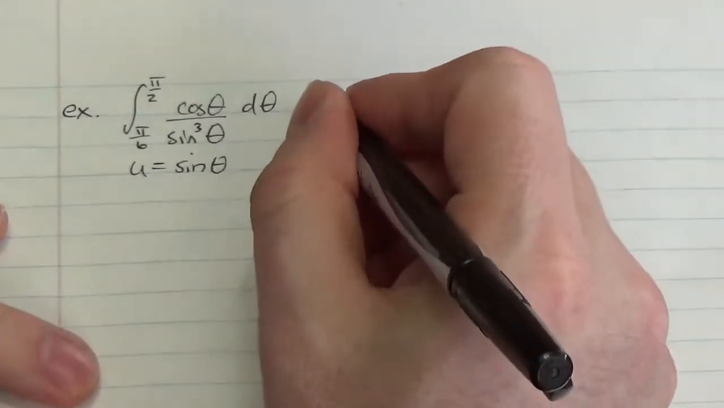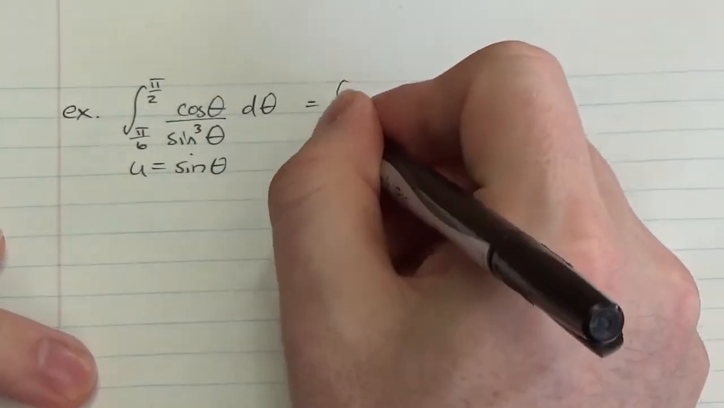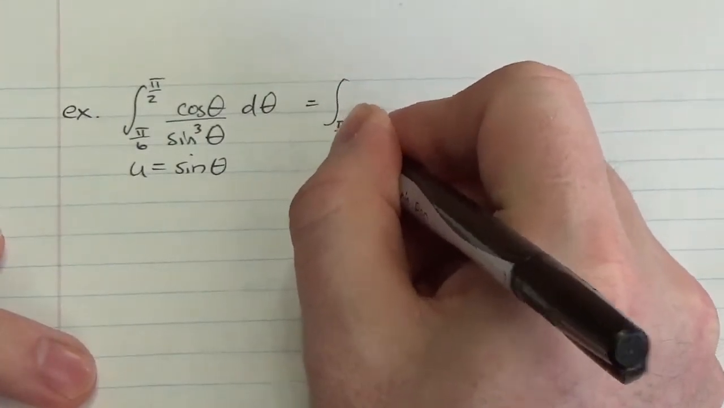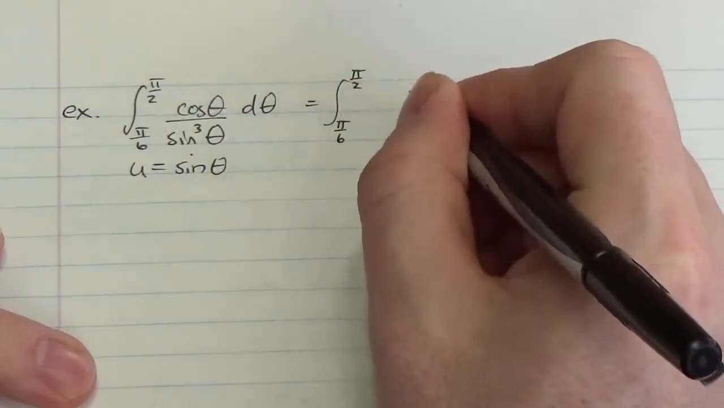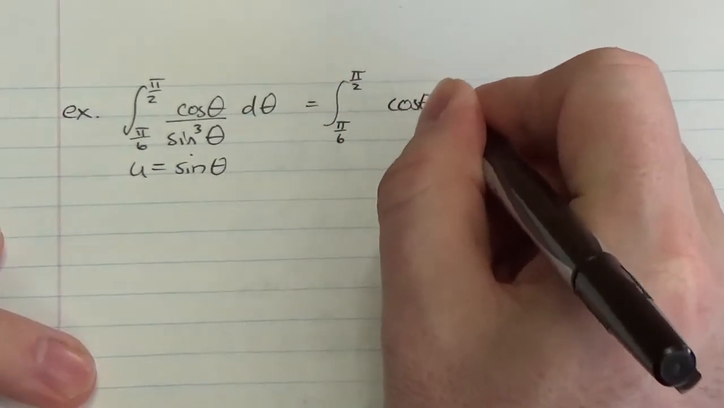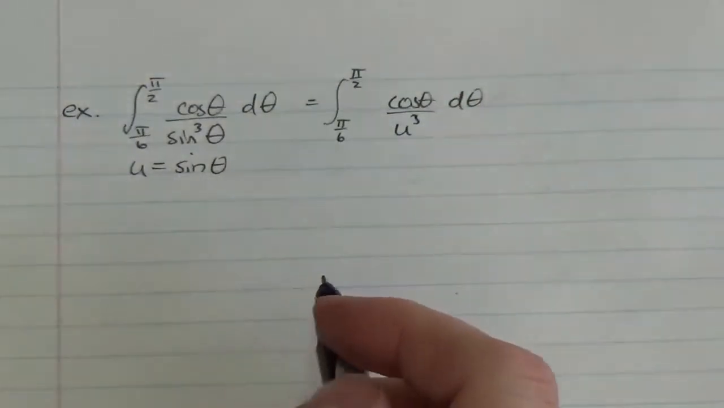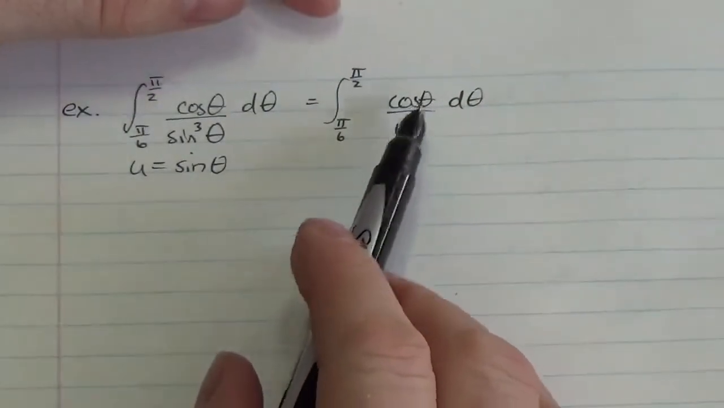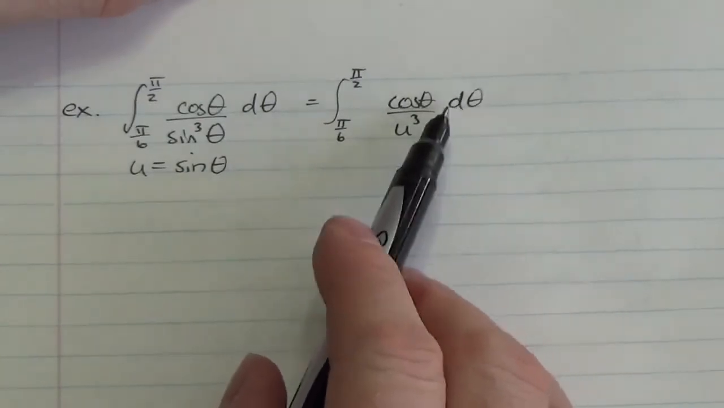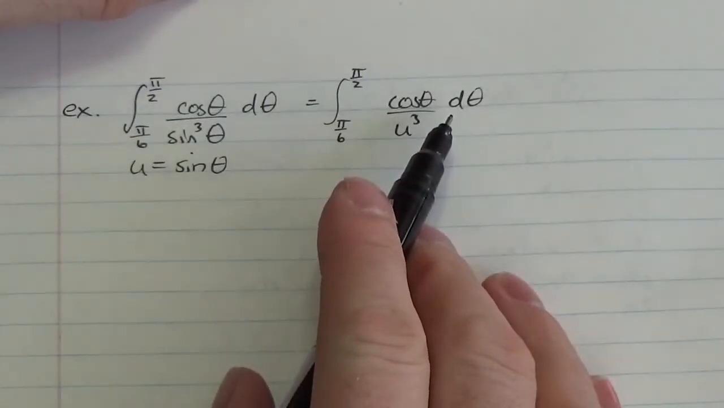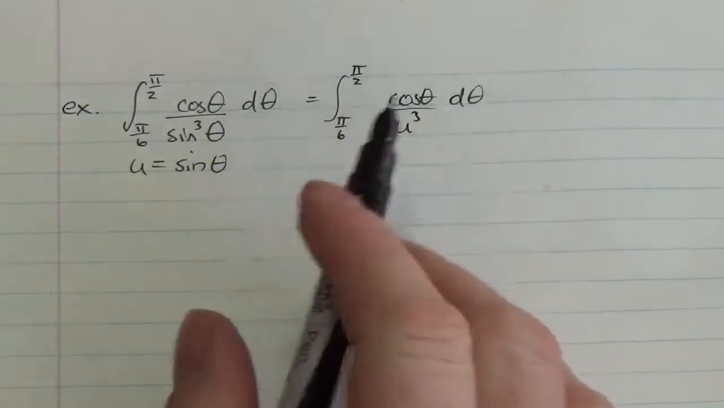Not always, but normally. So now if I do my substitution here, this is going to get me the integral from pi over 6 to pi over 2. This will end up being the cosine of theta over u cubed d theta. Okay, and this is looking good. I've got 2 different variables here, but my differential is telling me that the independent variable is not u, so I want to change that.